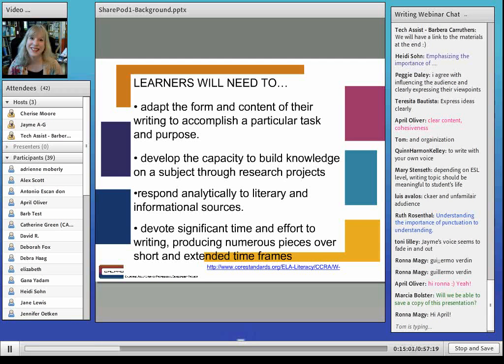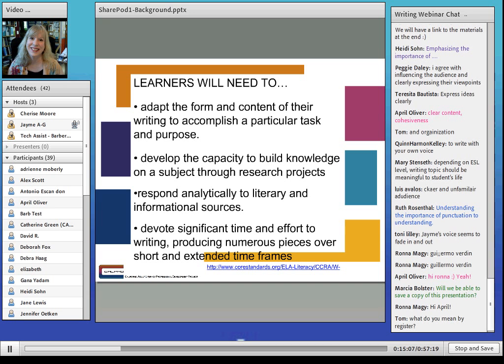And then we want to make sure that we devote significant time and effort to writing. That means that we are not giving writing 5 minutes a week. Just as we're doing now with reading and vocabulary, we are providing students with significant amounts of time to do this work.